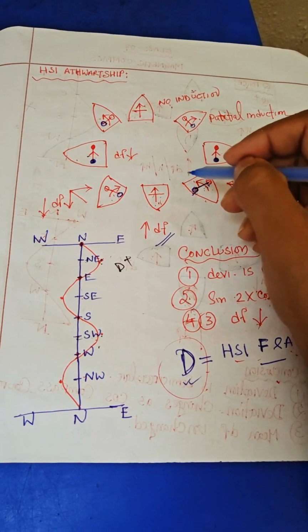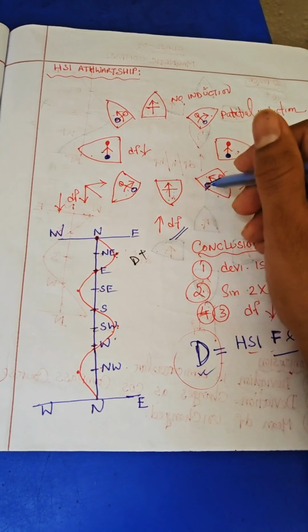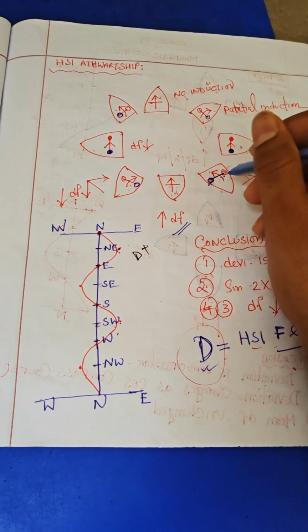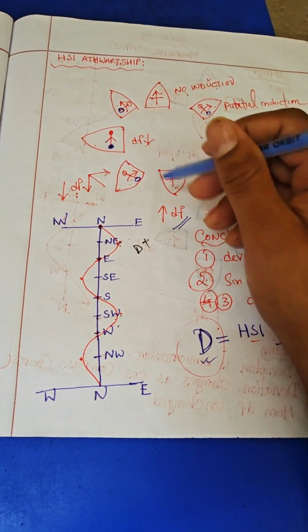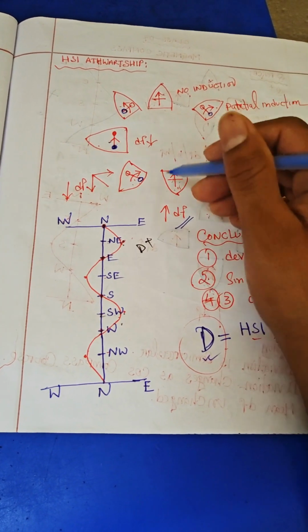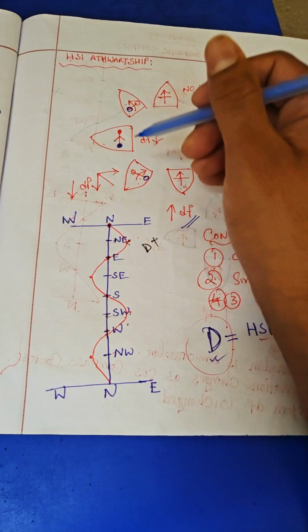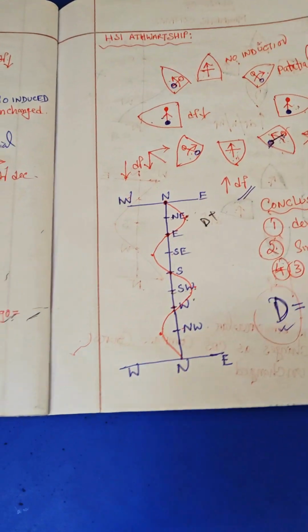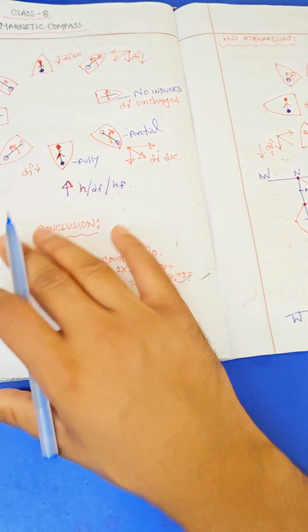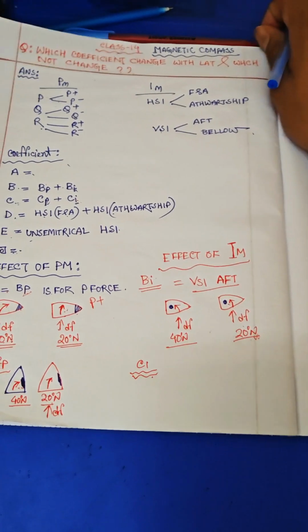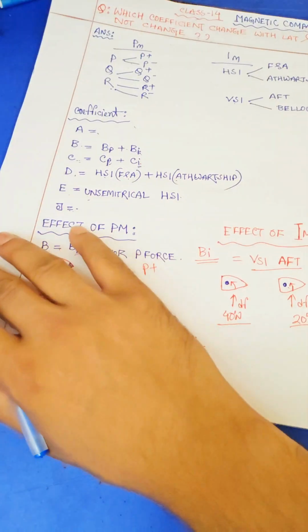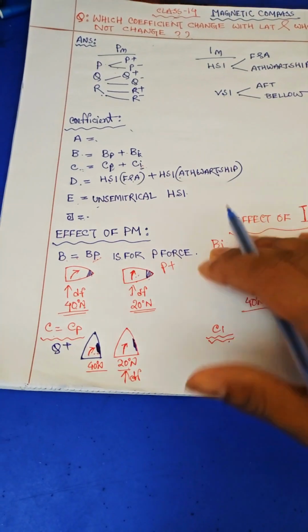So since this polarity is created by the DF force and the directive force is also the DF force, if one is changing, another is also changing with the latitude. So since both are changing with the latitude, that's why it will be balanced. So this HSI fore and aft and HSI athwartship is not changing with the latitude, guys, remember. If you check my last videos, you can understand a little bit more clearly. Just follow all my videos for magnetic compass.